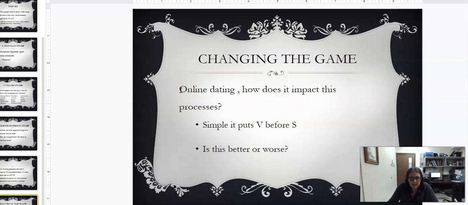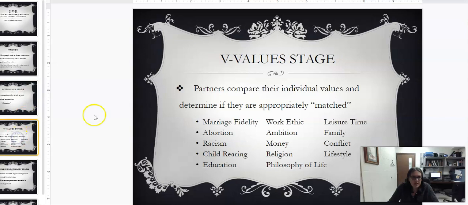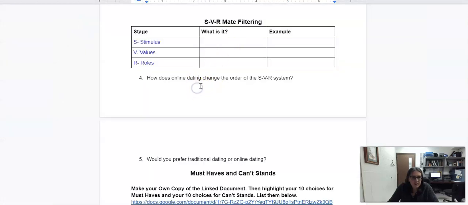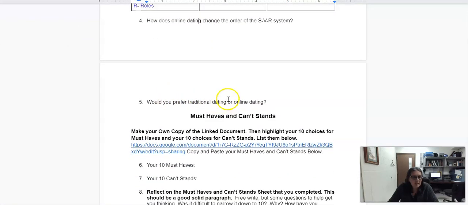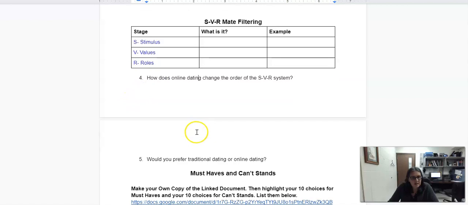Then looking at how online dating changes the game, how does it impact the process? And this is the easy part. It puts the V before the S. Meaning you actually learn more about their values than you do about the attraction piece. Sometimes that attraction piece, like pictures, isn't always the best either. So you don't meet right away, and how long you spend getting to know someone's values before you actually meet them in person can vary also. So thinking about that, you can write that piece. And then number 5, would you prefer traditional dating with the SVR or would you prefer online dating with the VSR, going in that order?